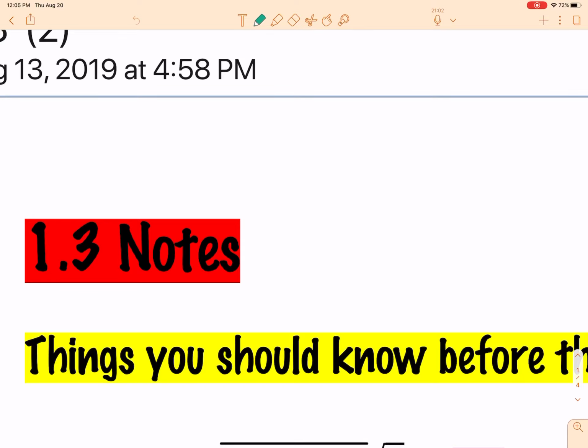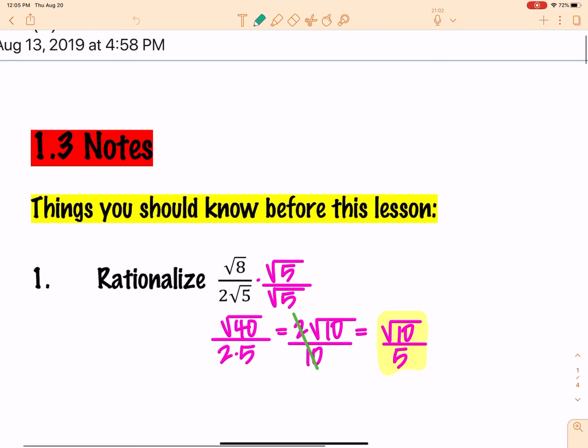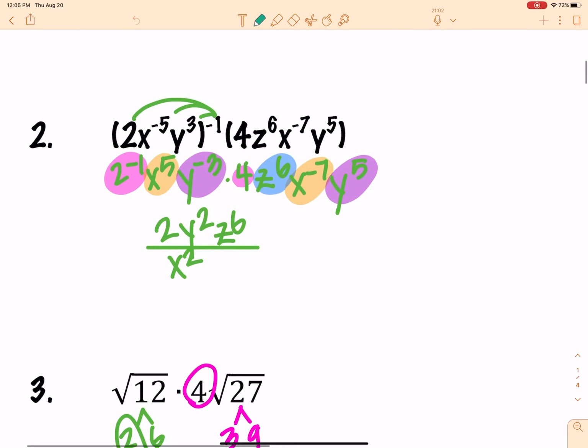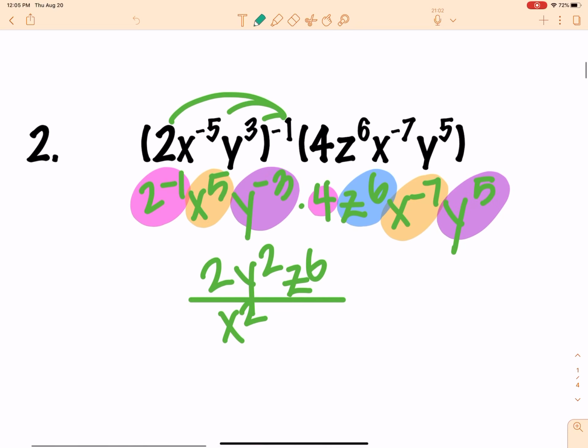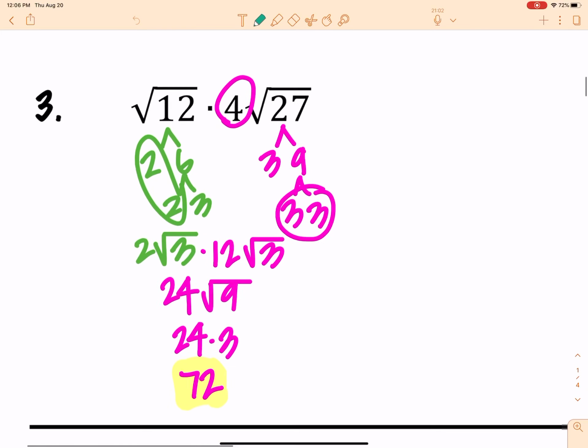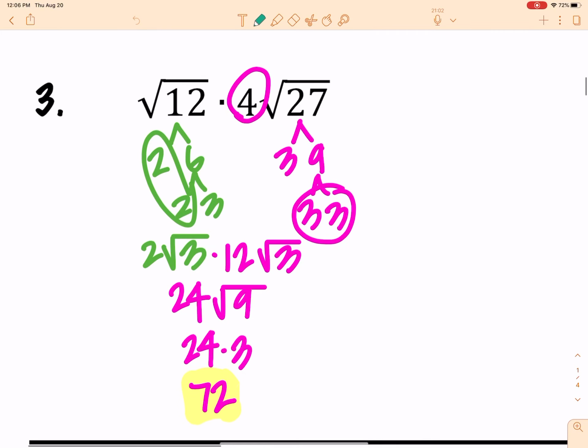All right, so you should be done with your warm-up. We did rationalizing earlier, so make sure you multiply both top and bottom by square root of 5 to rationalize your denominator, because you cannot have a radical in the bottom. Then number 2 is dealing with exponents, more in course readiness for this. So make sure you get those little aspects down. And number 3 is all about square roots and simplifying and multiplying those.